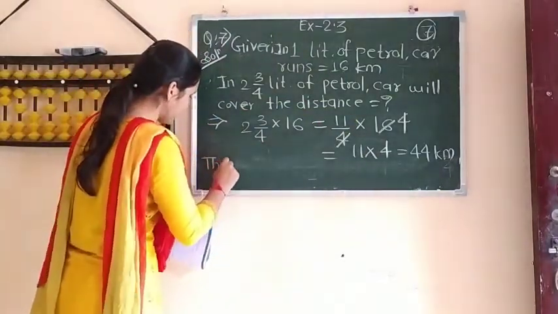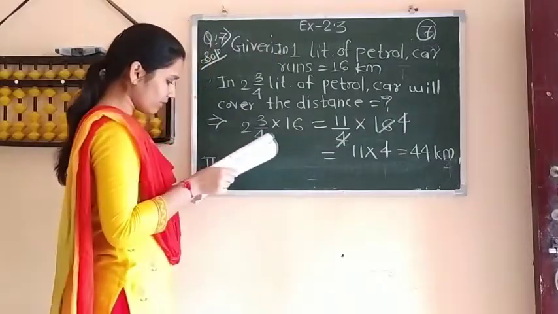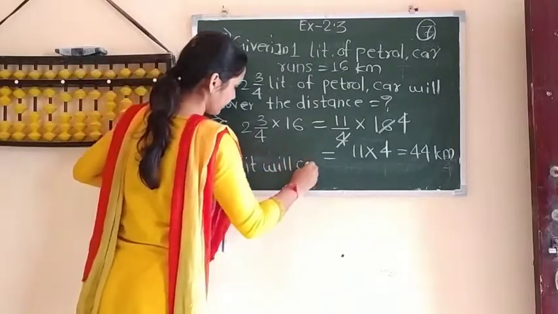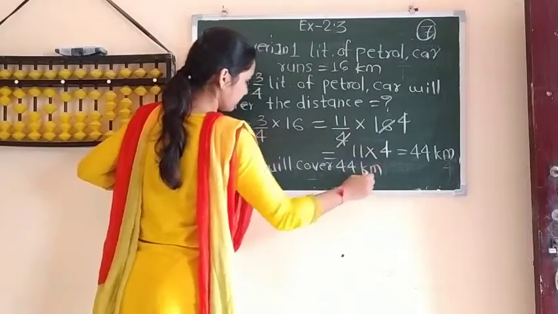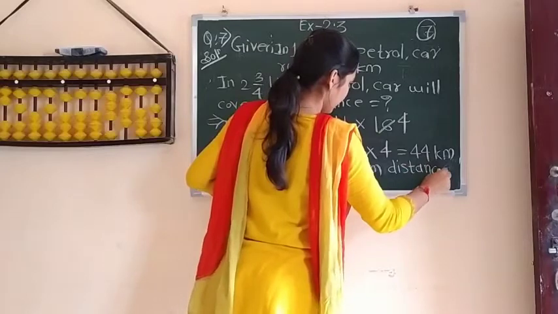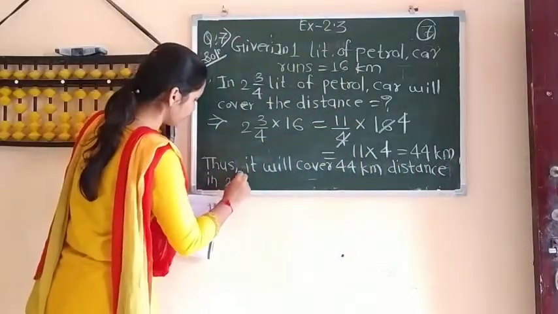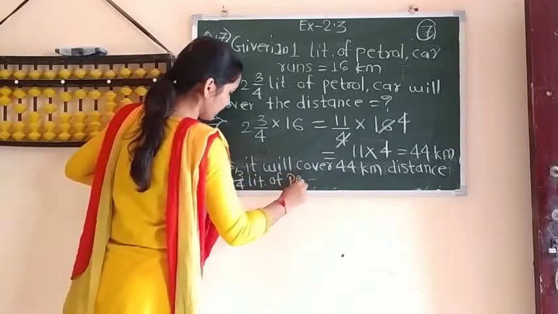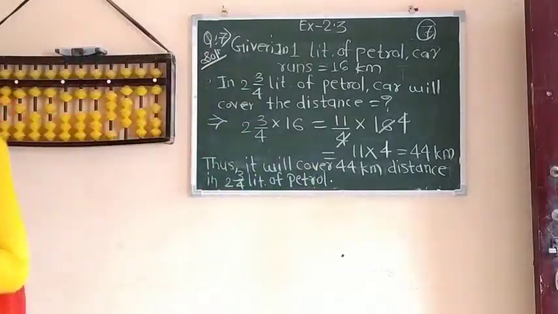At last you have to write thus or hence. What you will write here? It will cover 44 kilometer distance in what? In how much? 2 3/4 liter of petrol. This is the solution for this 7th question.